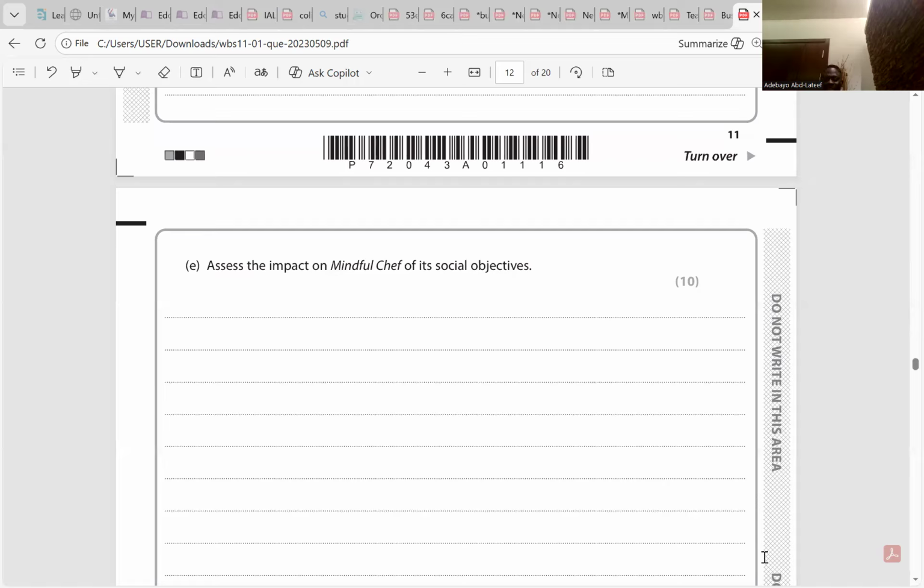So according to the extract, Mindful Chef donates a school meal to a child living in poverty. Also, it buys from local farmers and uses recycled packaging. All this is social responsibility. It's corporate social responsibility.